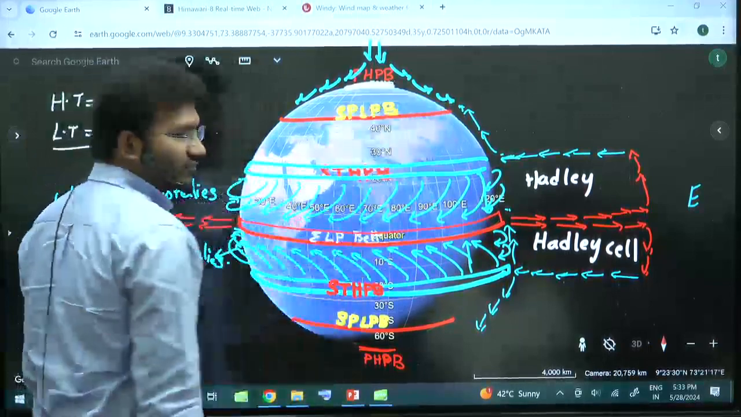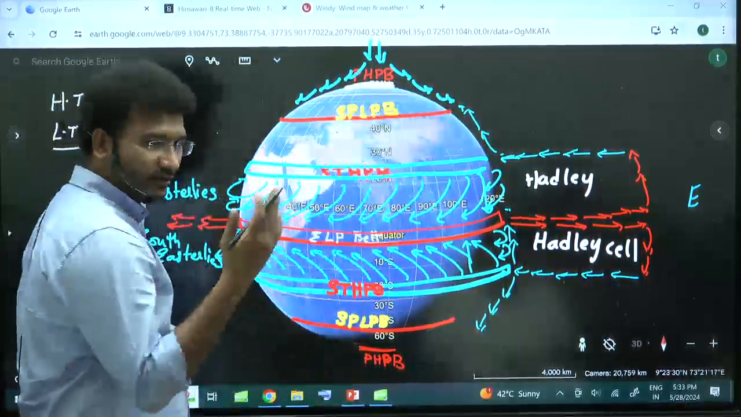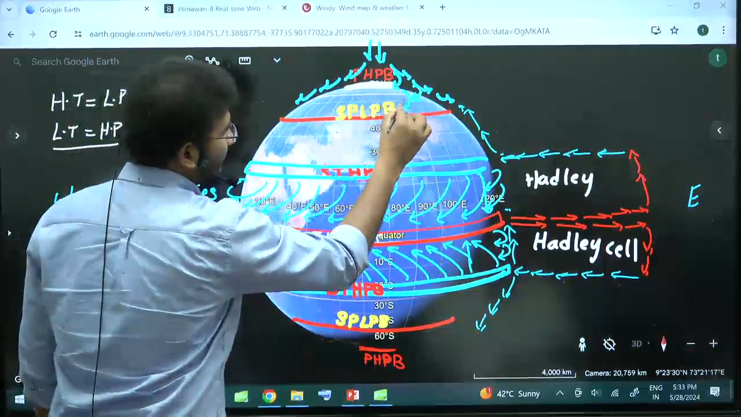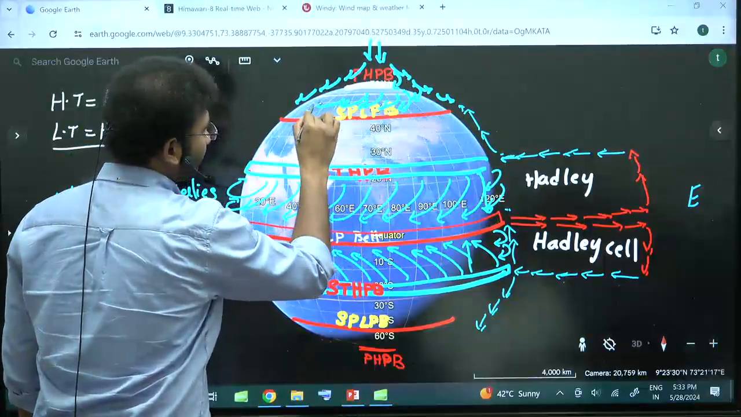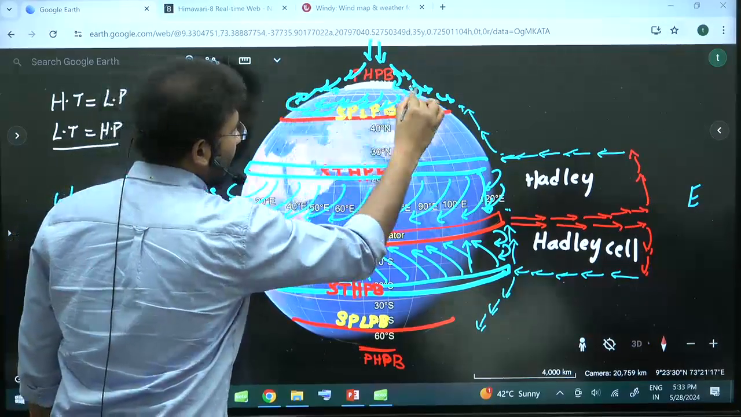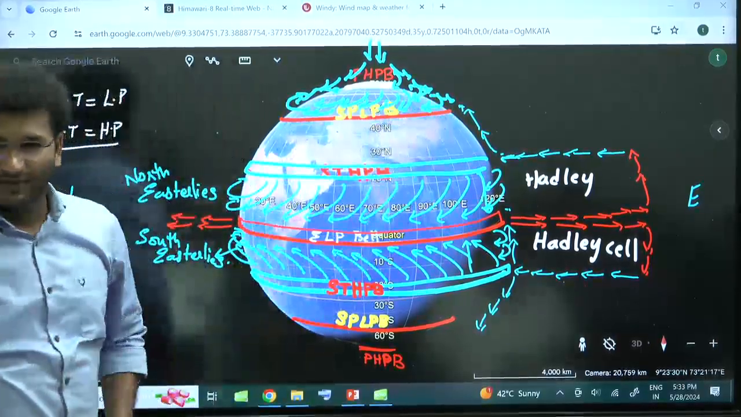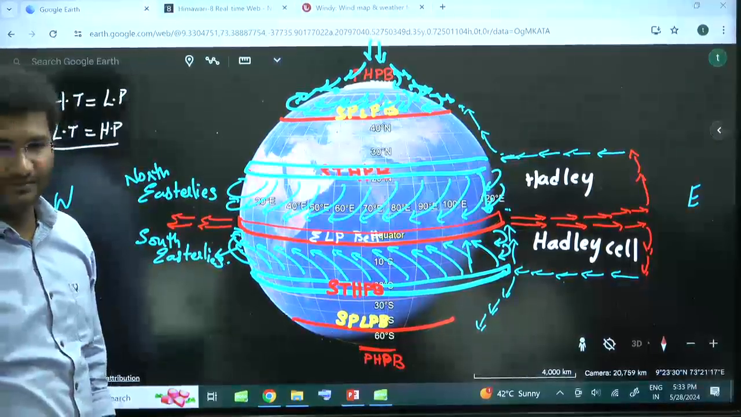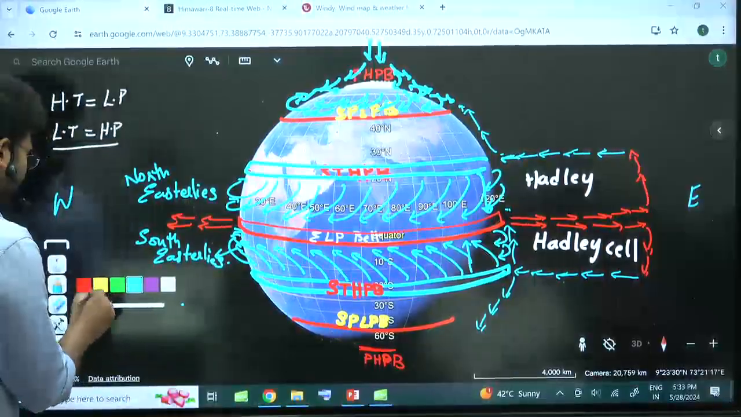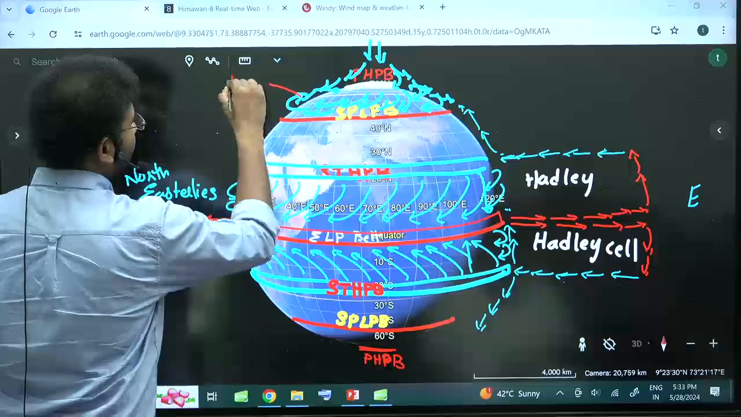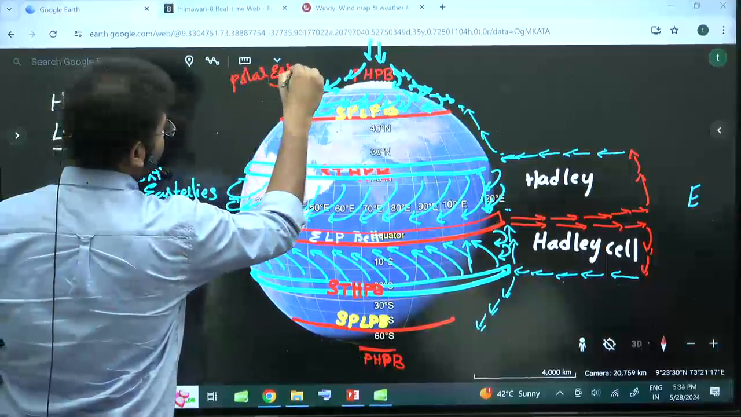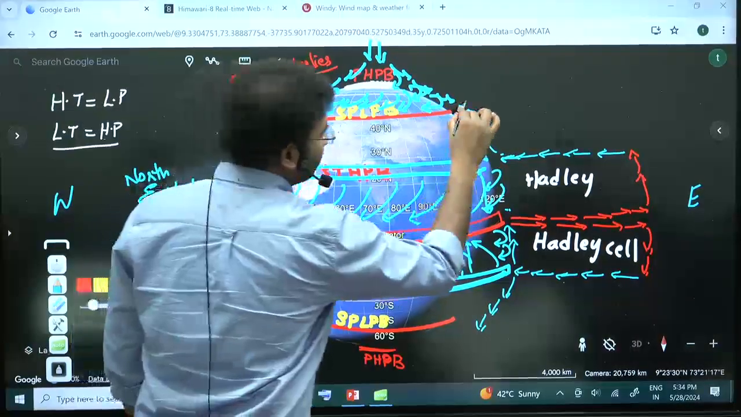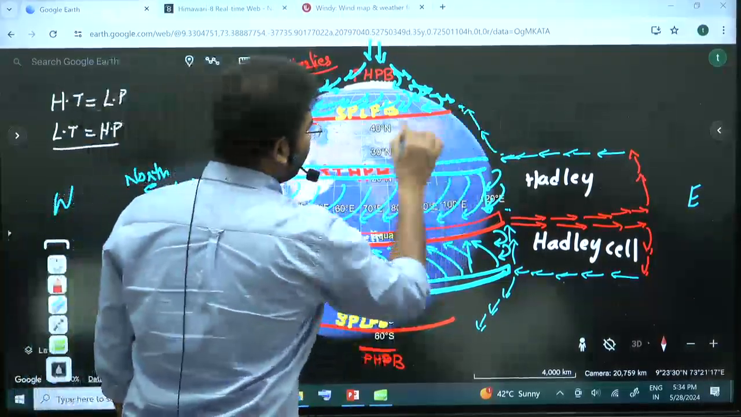Now, Coriolis force is towards? In the northern hemisphere, it is towards the right. So it deflects like this. It deflects like this. Right? Are they appearing to be western winds or eastern winds? These are polar easterlies. Now these winds which have reached here slowly, so it is the polar low pressure belt.